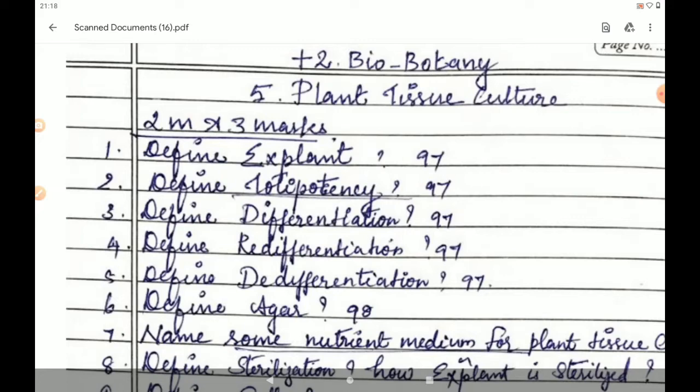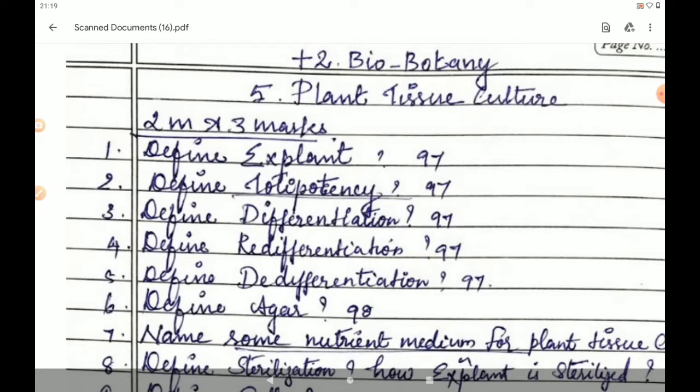The next is define totipotency. It is given in basic concept of tissue culture, page number 97, in the second paragraph. Totipotency: the property of a plant cell that has genetic potential, when cultured in nutrient medium, to give rise to a complete individual plant. Or you can write: the property of a plant cell, when cultured in a nutrient medium, to give rise to a complete individual plant is called totipotency.